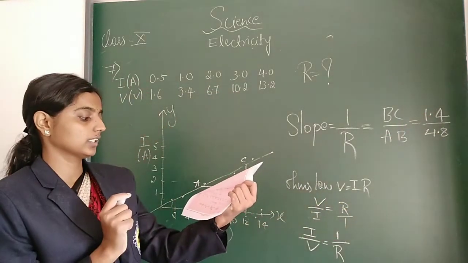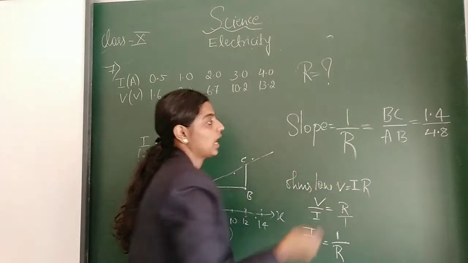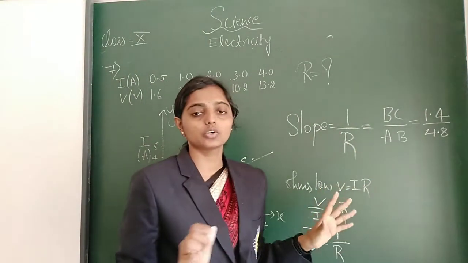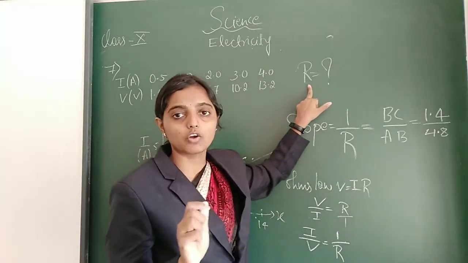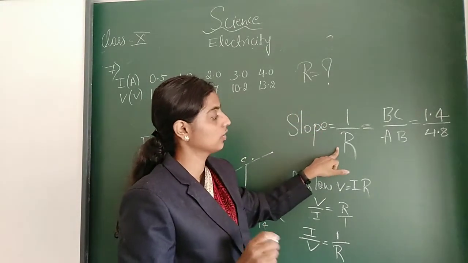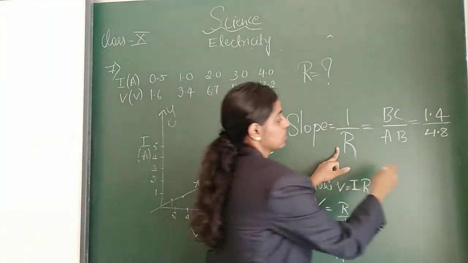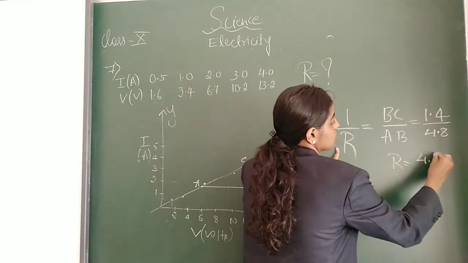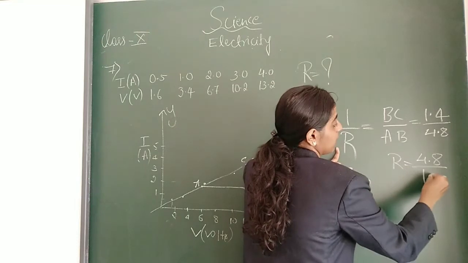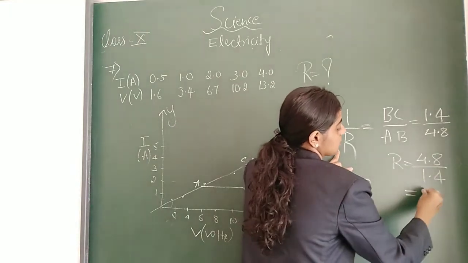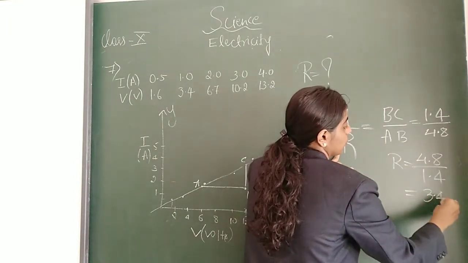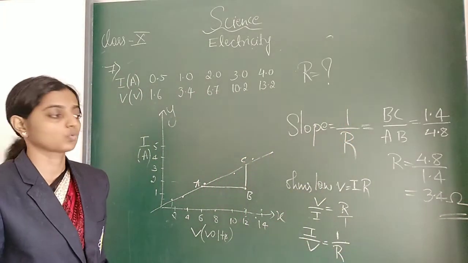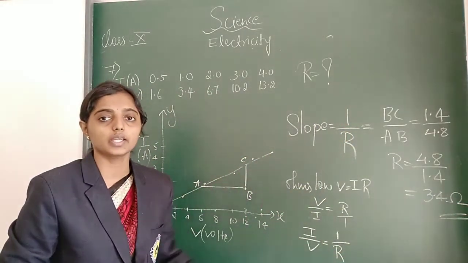After calculating, now we got 1 by R, that is 1.4 by 4.8. Now we need to get R. What is the value of resistance, right? So to get R, we should take the reciprocal. So R is equal to 4.8 by 1.4, that is nothing but 3.4 ohm. This is the answer for this question. I think you understood clearly.